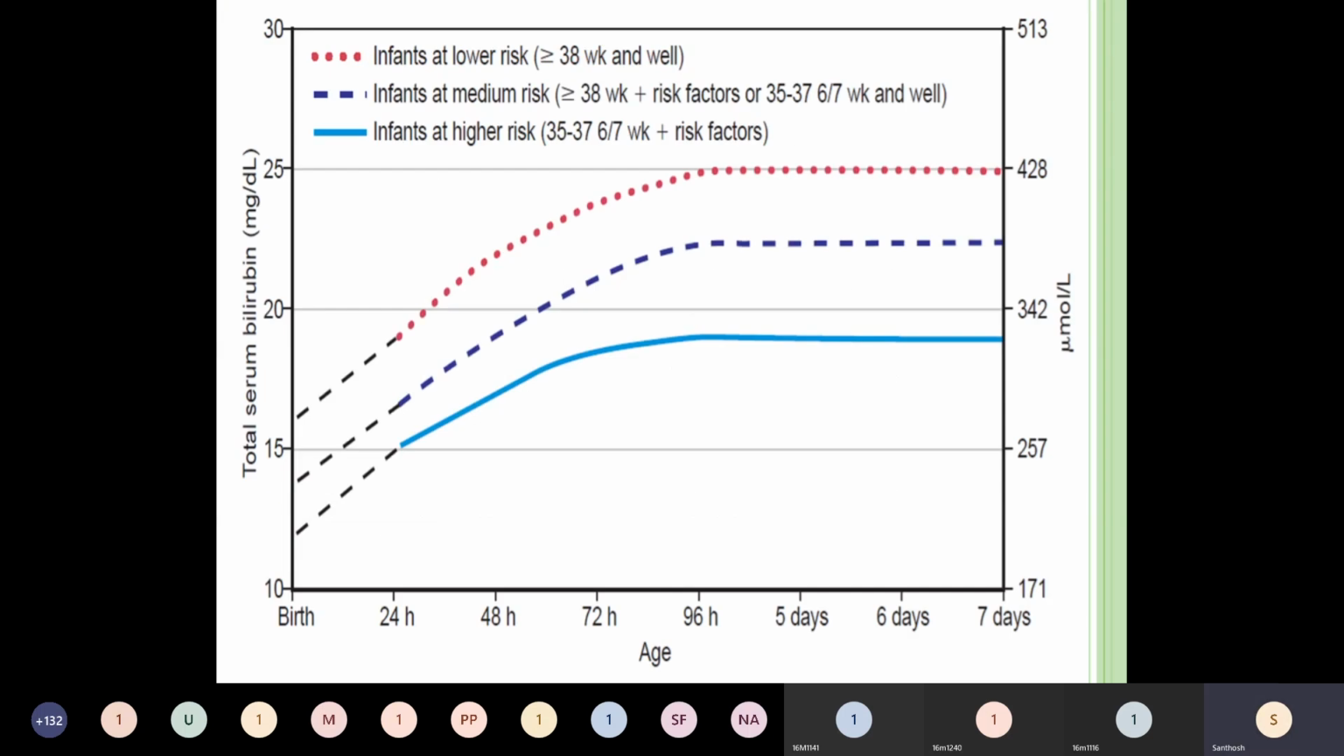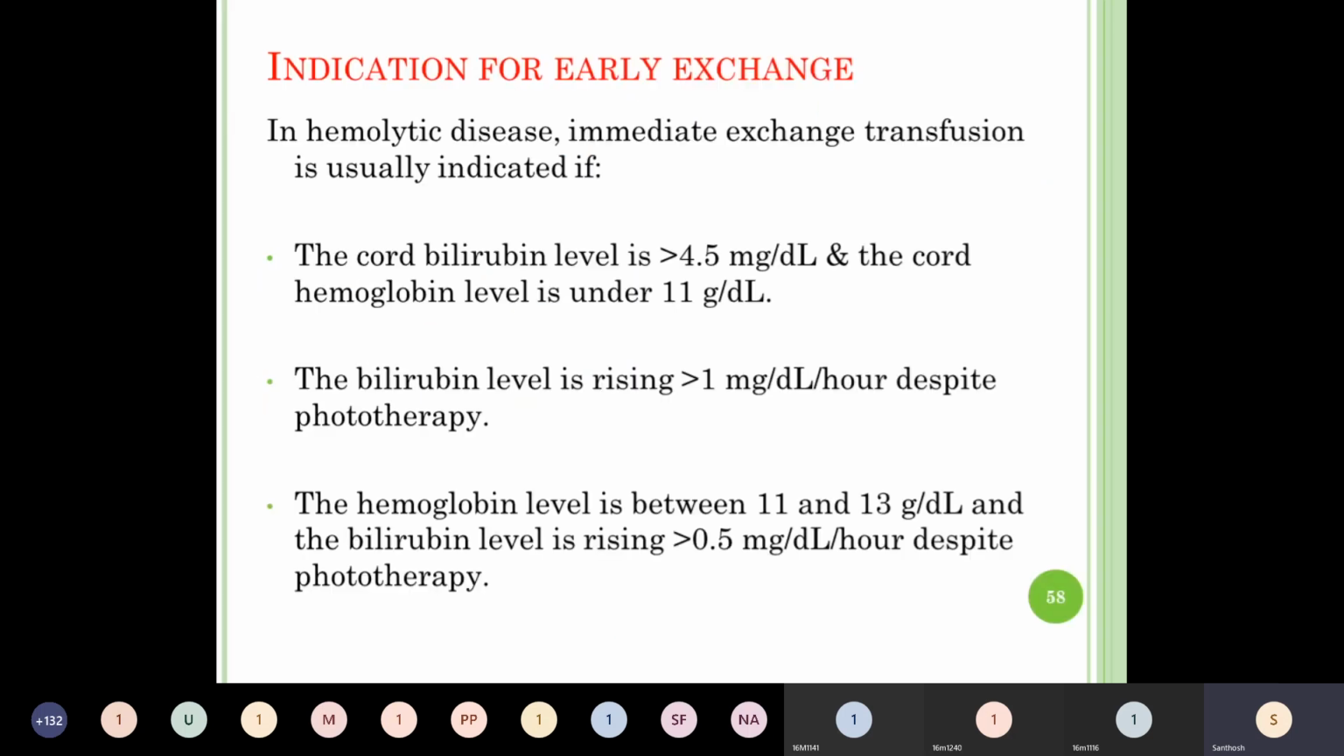So this is a graph which tells when to do the exchange transfusion for the babies. Now, an early indication is if the cord bilirubin is more than 4.5 milligrams per deciliter and the hemoglobin is less than 10 milligrams per deciliter. It tells that within the next few hours the bilirubin rises rapidly and the baby may go in for bilirubin neurotoxicity. Or if the bilirubin level is rising more than 1 milligram per deciliter per hour despite phototherapy, then also it is an indication for exchange transfusion.